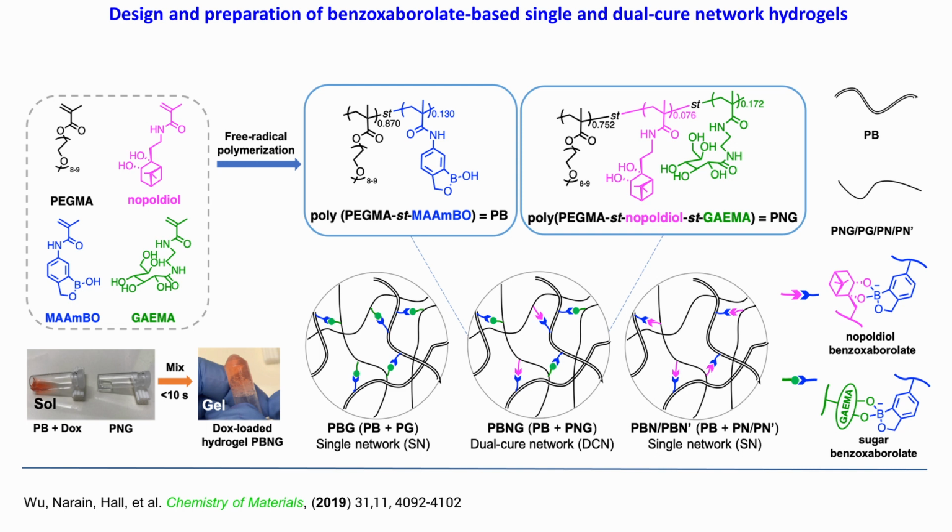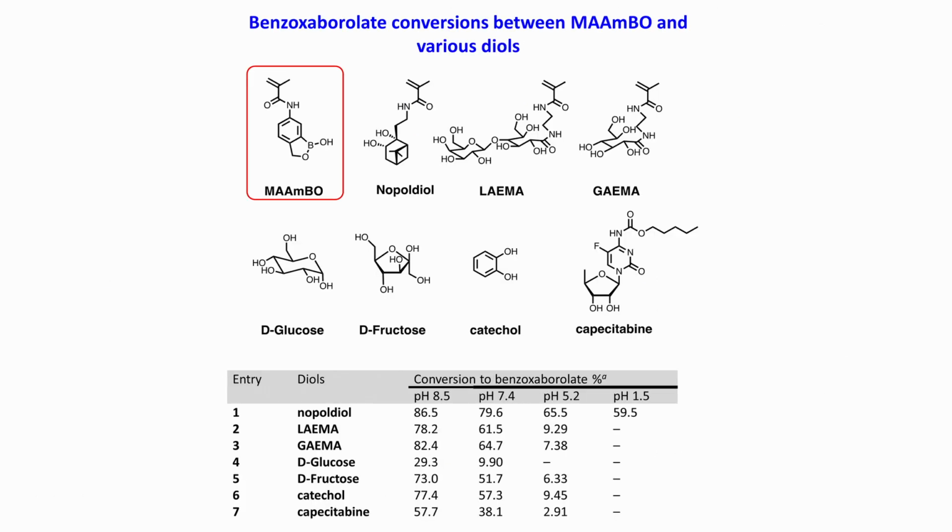But when we have the nopal diol, which is a second monomer and a strained diol, we can have this conversion of the benzoxaborole with the diol even at a pH of 1. Looking at the nopal diol here, which is really surprising for us, we got 60% conversion even at pH 1.5. But if you look at the other sugars, we don't have any conversion at that pH. So this is very interesting data for us.